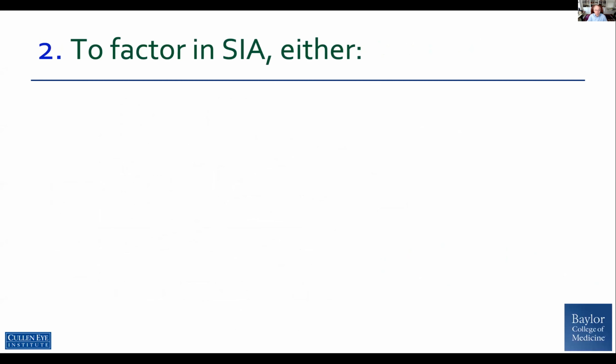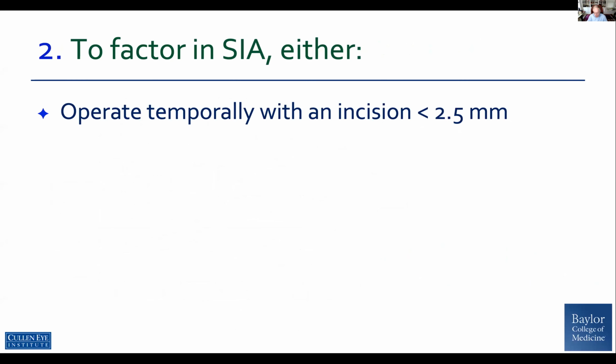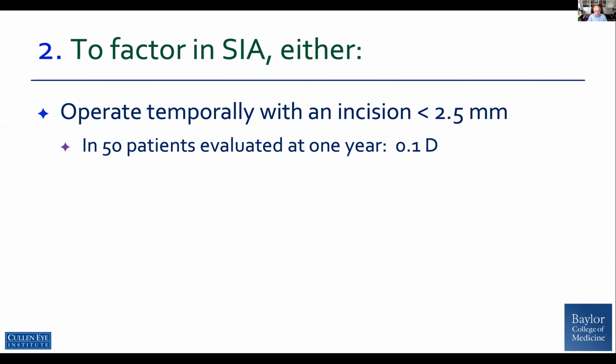What about surgically induced astigmatism? I operate temporally with a 2.4 millimeter incision, and we evaluated 50 patients, and at 1 year, the mean astigmatism that we induced was 0.1 diopters, measuring the anterior cornea. And I'll come back to that about the anterior cornea. But there was a big range. And one patient had a surgically induced astigmatism of 0.8 diopters.